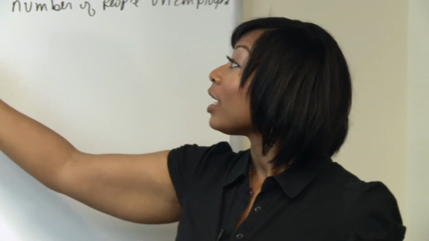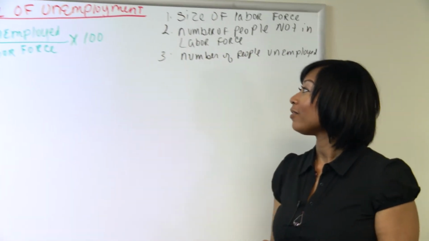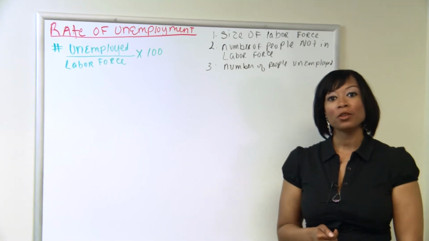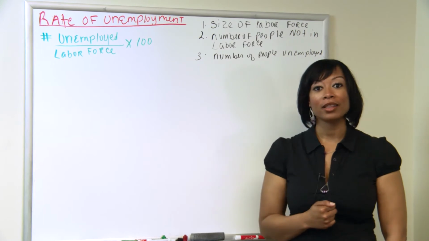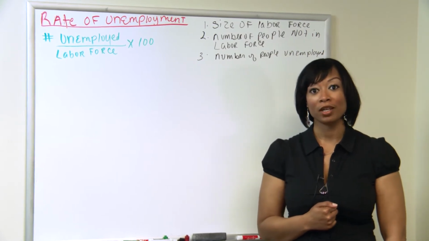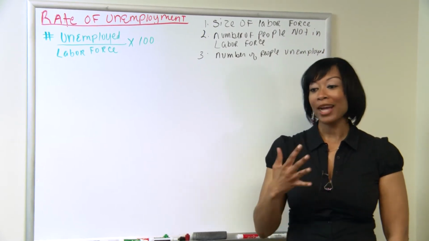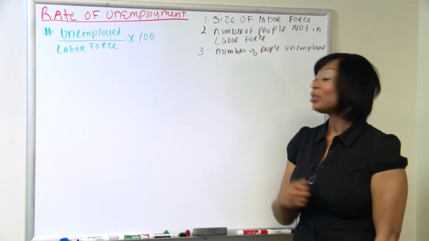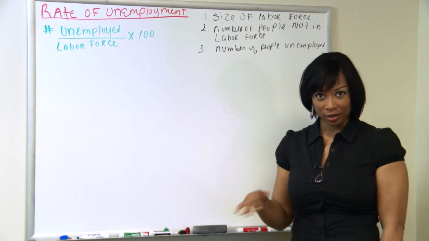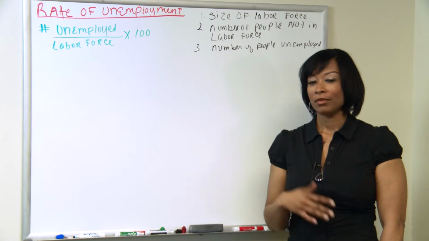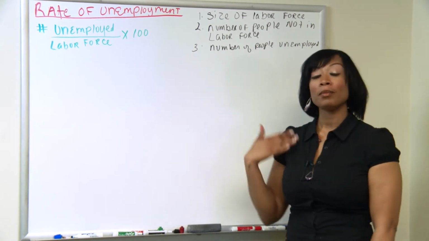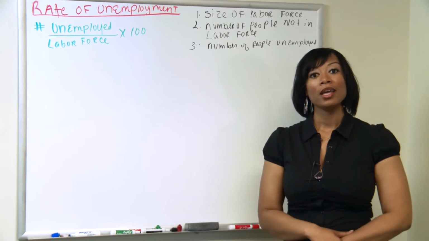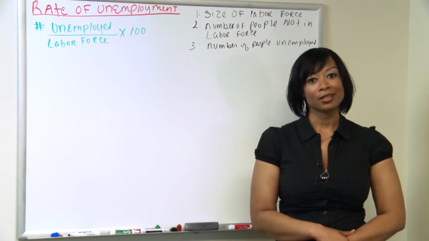I've put on the board our simple calculation for the rate of unemployment. The calculation for the rate of unemployment is the number of people unemployed divided by the labor force times 100. So let's practice, let's have fun with this. Don't worry about having to know algebra and a lot of math. I'm not an expert in that either, but we're going to practice with a few statistics so that we can see exactly how easy this is.